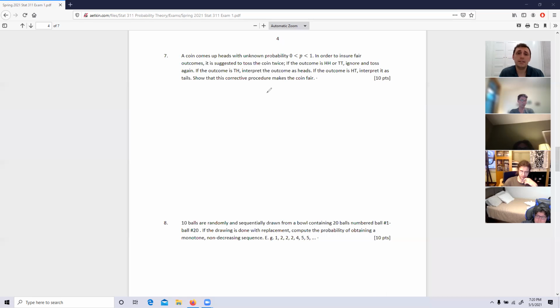A coin comes up heads with a known probability p. In order to ensure fair outcomes, it is suggested to toss the coin twice. If the outcome is double heads or double tails, ignore the toss and just do it again. If the outcome is tail-head, interpret the outcome as heads. If the outcome is head-tail, interpret it as tails. Show that this corrective procedure makes the coin fair.